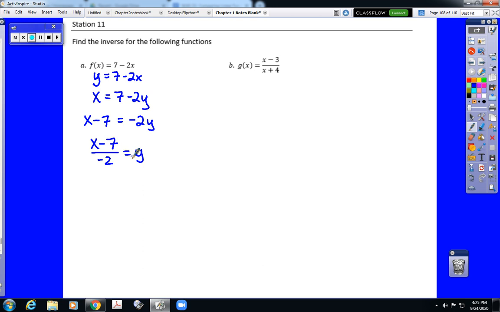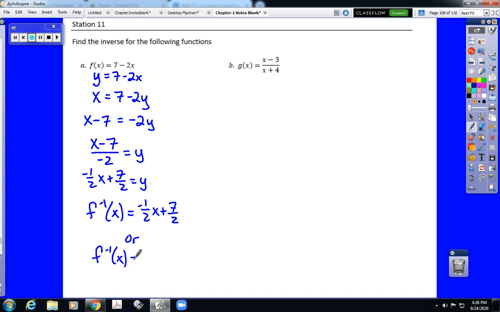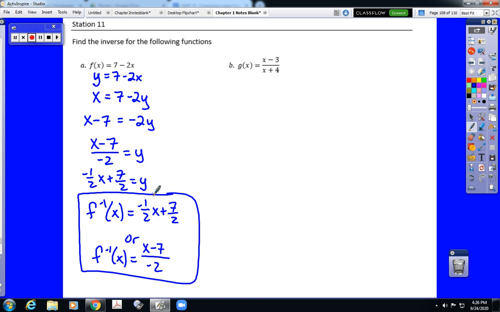Now remember that we could also write that as -1/2 x plus 7/2 if we actually divide both things by 2. So we should say the inverse function is -1/2 x plus 7/2, or I would accept the inverse function is x minus 7 over -2. And accept either one of those as correct answers.